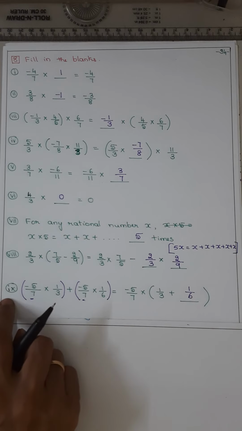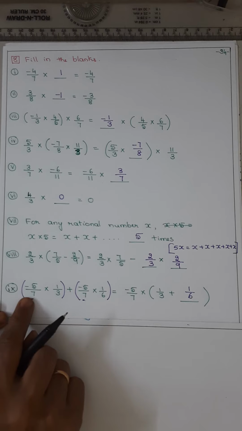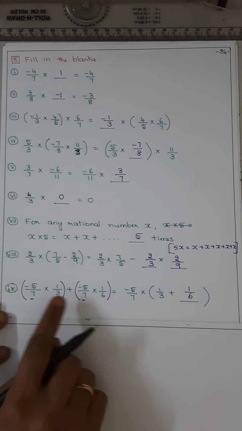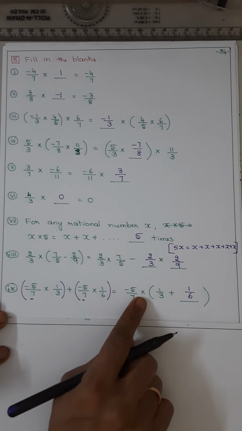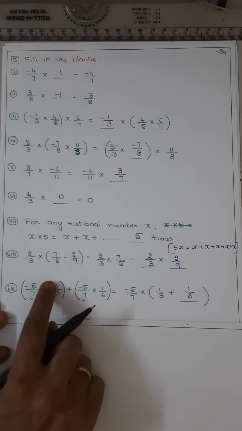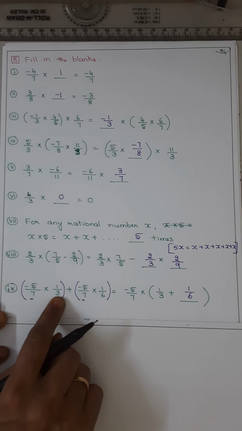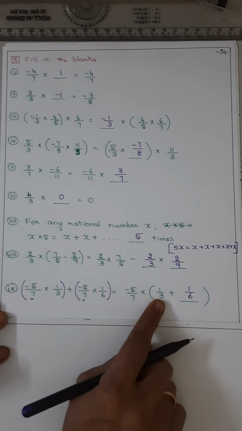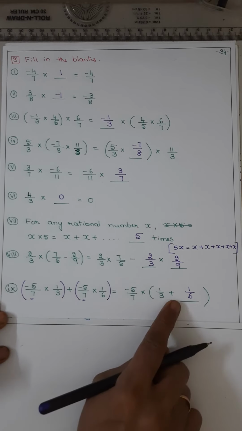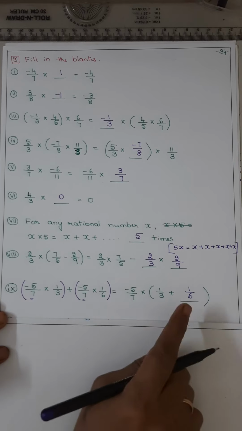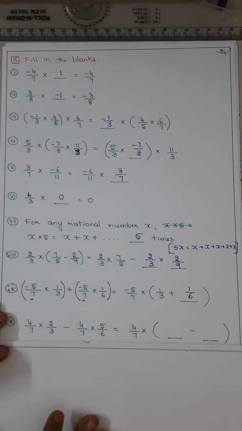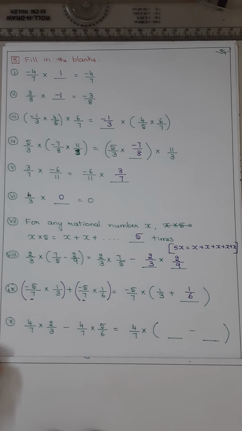Reverse of this. So minus 5 by 7 is common in both the groups. Take it out. Put multiplication sign. What is the next number in it? Uncommon 1 by 3. लिखो, इधर का प्लस साइन डालो. इधर minus 5 by 7 को बाहर लेंगे तो क्या बचा? 1 by 6. Now coming to the last sum.